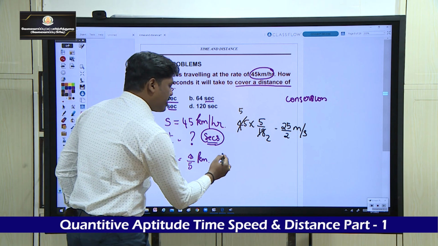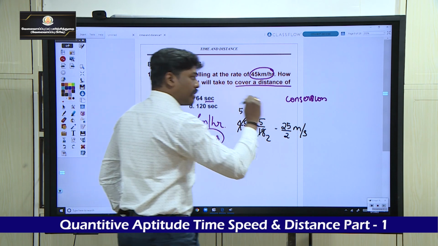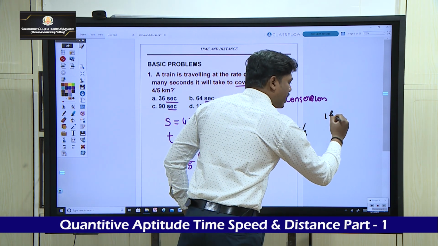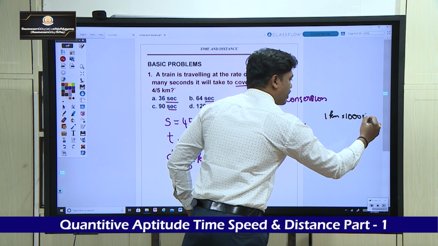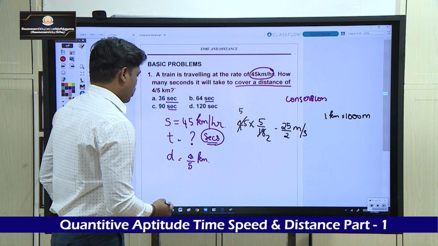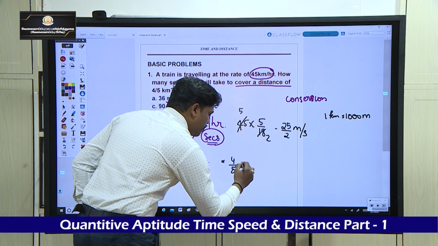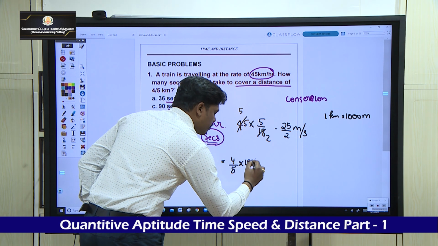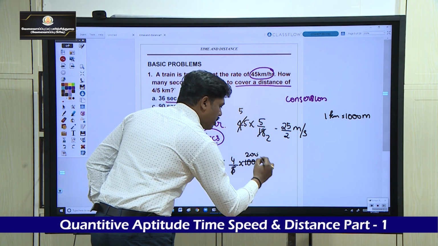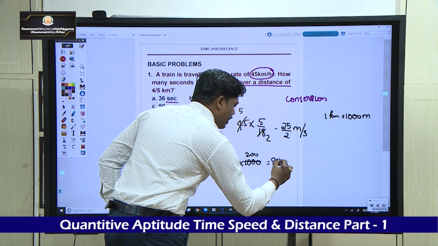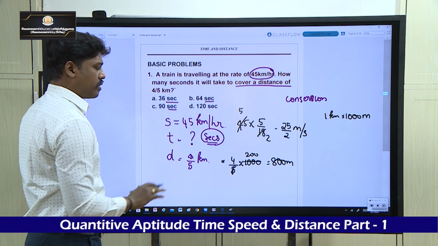Okay. Next, distance. Convert distance to meter. What I said previously, 1 kilometer is 1000, sorry, 1000 meter here. Okay. So converting means it is 4 by 5 into 1000. So 5 ones are 5, 200 times. You will be getting 4 into 200, 800 meter. So I have converted all the values.